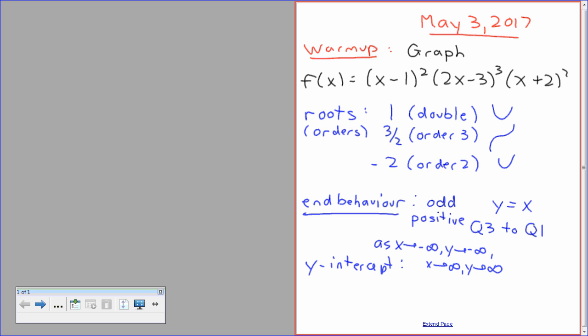You can say it looks like y equals x. You can say it goes from Q3 to Q1. You can say as x goes to negative infinity, y goes to negative infinity. Any one of those is okay. And my y-intercept, I'm just putting that in there so I can see how big this graph is, which is huge. It's going to be 8. I think it's going to be bigger than that. Negative 108? Okay.